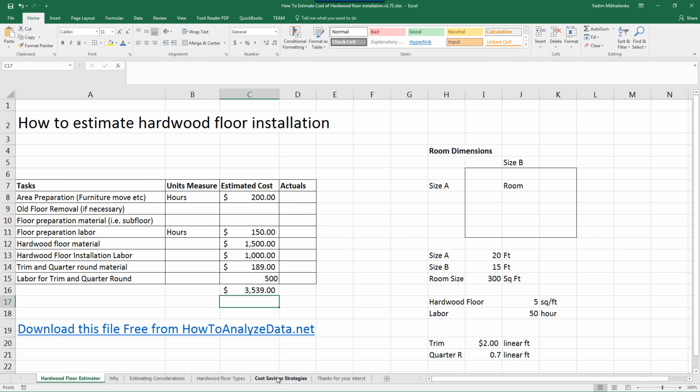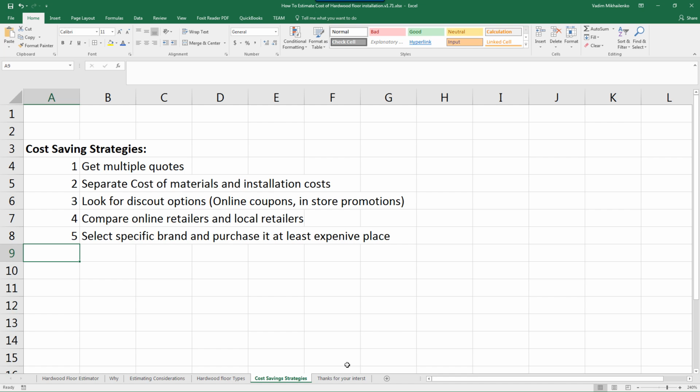Now, what are your cost saving strategies? That's this tab here. Let's take a look at those. Number one, if you're hiring professionals, get multiple quotes, and separate the cost of materials and installation costs. We've talked about this and the importance of this. It allows you to control the costs and understand what costs are involved.